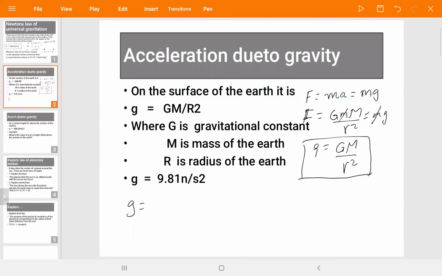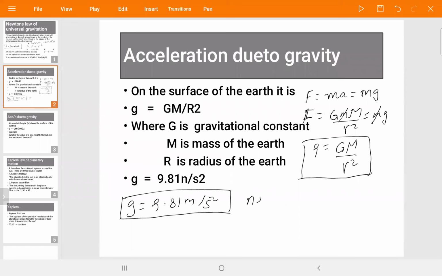We know that G is 6.67 times 10 raised to minus 11, and we know the approximate value of the mass of the Earth and the radius of the Earth. Then by substituting these values, we can get the value 9.81 meters per second squared. This value is the acceleration due to gravity near the surface of the Earth.